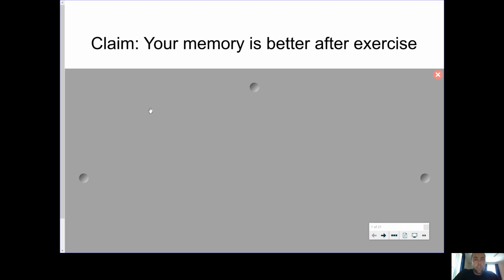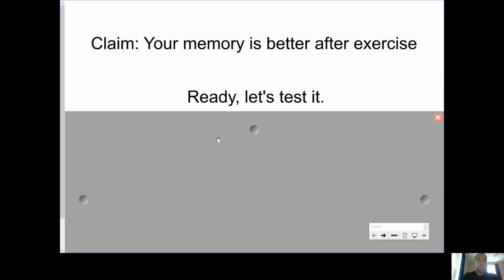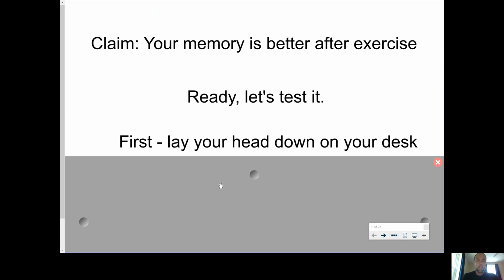And what I'm going to start off with is a claim. In this, the claim is your memory is better after exercise. So what we're going to do is run a test of this. In AP Biology this year, often what you're going to be asked to do is create a claim and figure out how to test for that claim. So in this, we're going to test it.